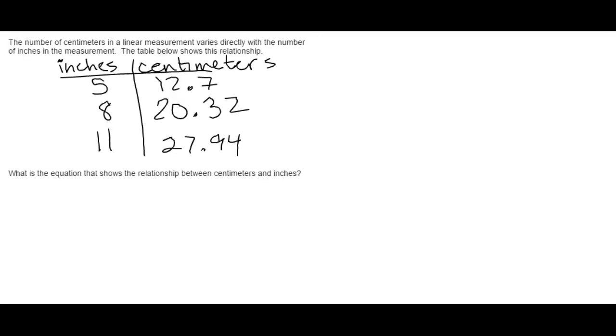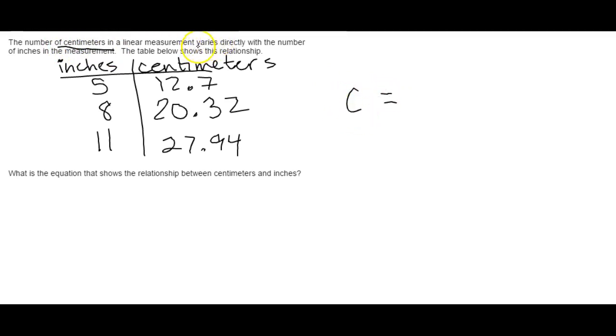So next problem, the number of centimeters in a linear measurement varies directly with the number of inches in the measurement. The table below shows the relationship. So this time they didn't give an equation, they just gave some of our corresponding values. What is the equation that shows the relationship between centimeters and inches? So centimeters is our first variable. That would be the first part of our equation.